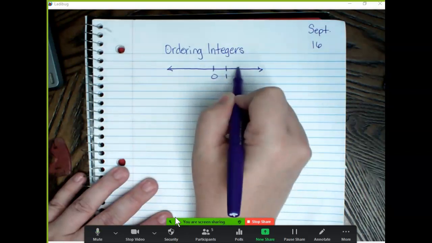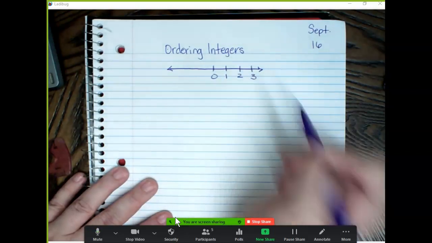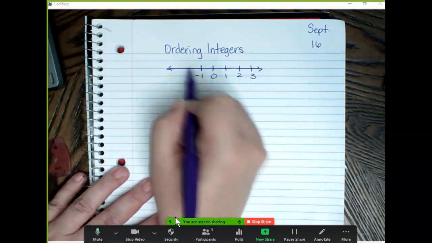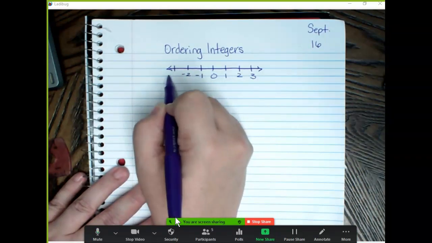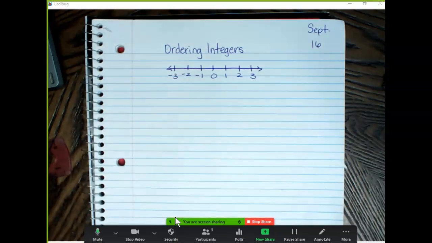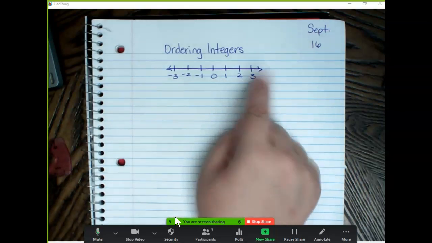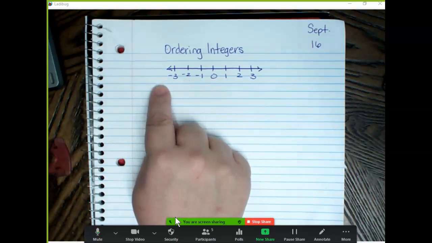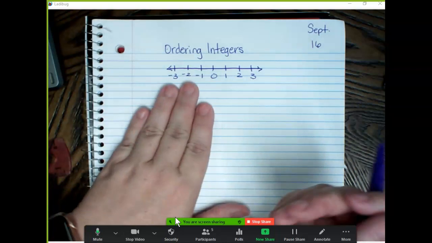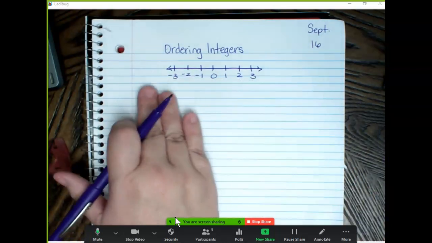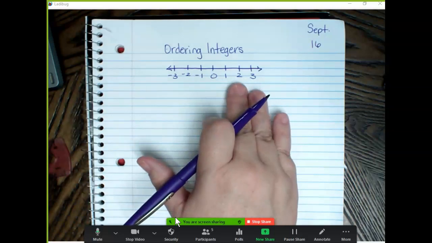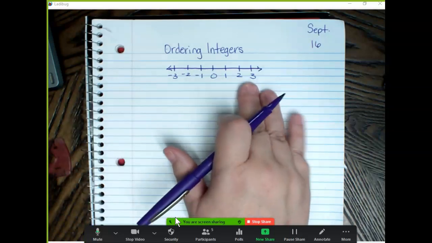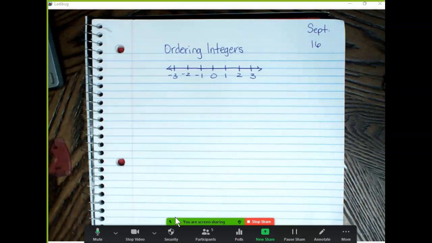0, 1, 2, 3. And then my negatives start at -1, -2, -3. This helps set my brain, reminding me that my positive numbers are to the right, and my negative numbers look backwards to the left. It also helps me remember that negatives are always smaller than positives because they're further to the left, and positives are always larger than negatives because they're further to the right. So I can visualize the numbers as we put them in order.